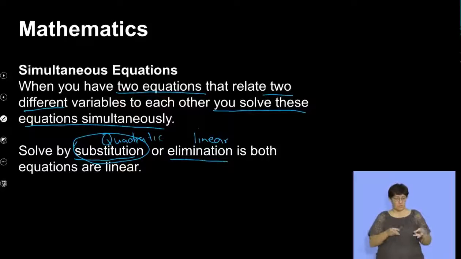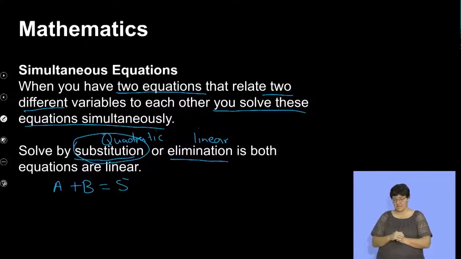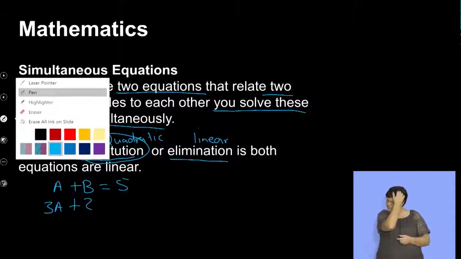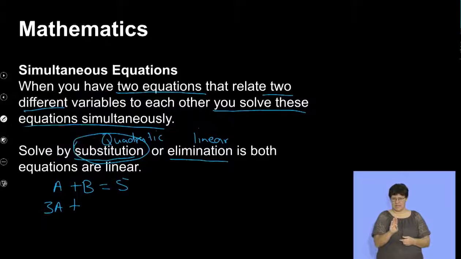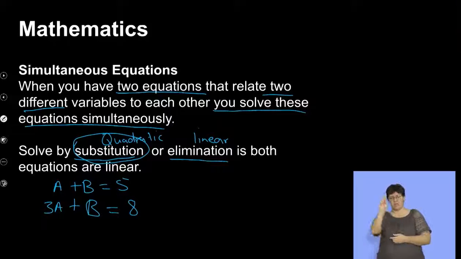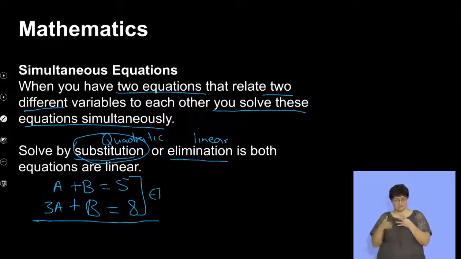Now, with the substitution method, what this simply means, if I have A plus B is equal to 5, right? And I have 3A plus B equals 8. These are linear equations because the exponents here are all 1. The A has an exponent of 1, B has an exponent of 1, even in the other equation. So I can just use the elimination method here, right? So this, I will use the elimination method.